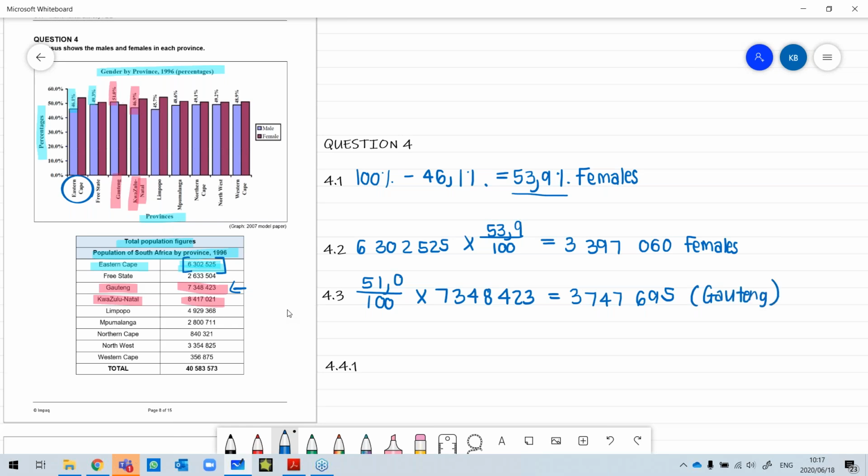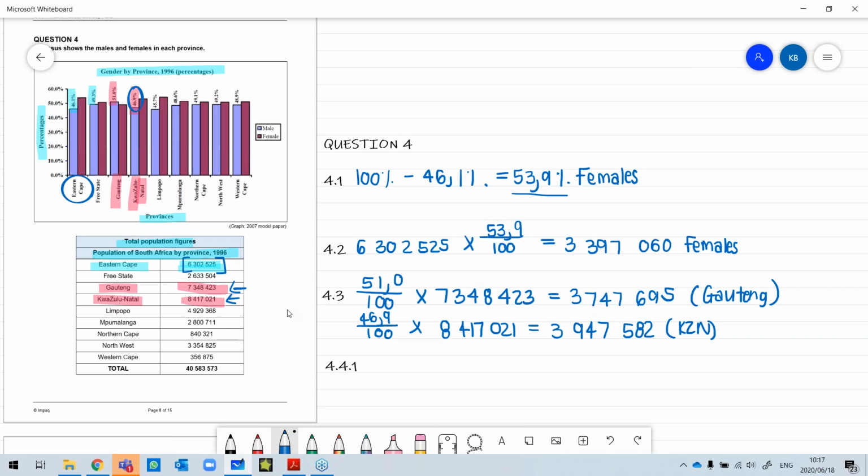Now for KwaZulu-Natal, once again, the number of men is 46.9% of the population over 100 multiplied by the total population of 8,417,021. Type that into your calculator for an answer of 3,947,582. And this is for KwaZulu-Natal.